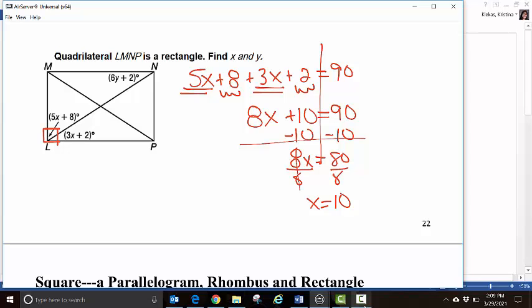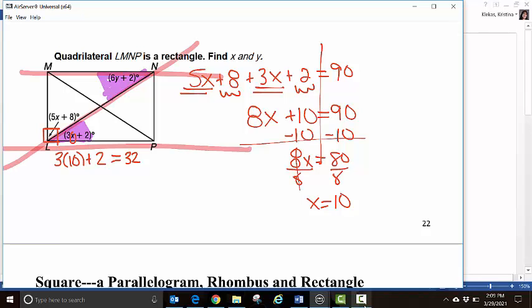And then here's the deal. If x equals 10, I can figure out how big this purple corner is, because that purple corner is 3 times 10, right? That's the x, plus 2. 3 times 10 is 30, plus 2 is 32. But if this corner is 32, isn't this corner right here 32? Because we have 2 parallel lines cut by a transversal, and these are same side interior parallel lines.